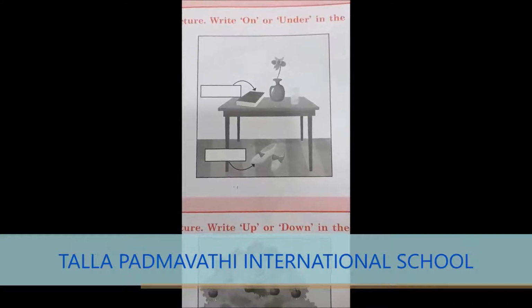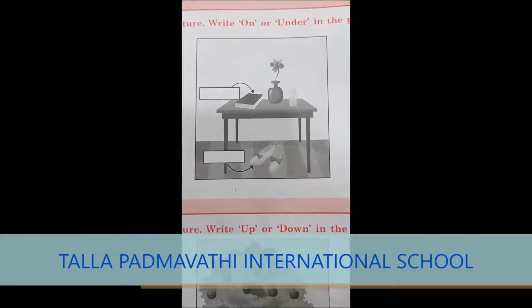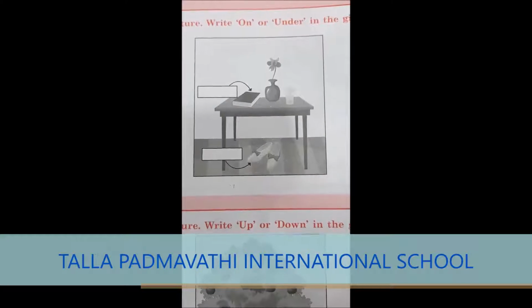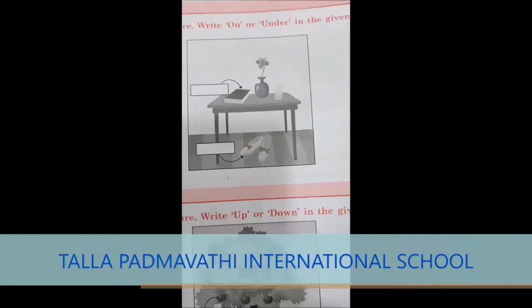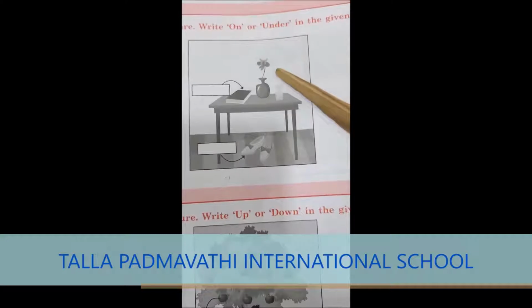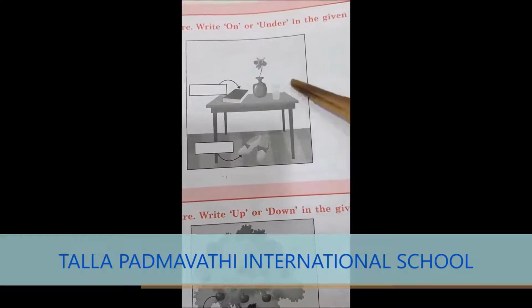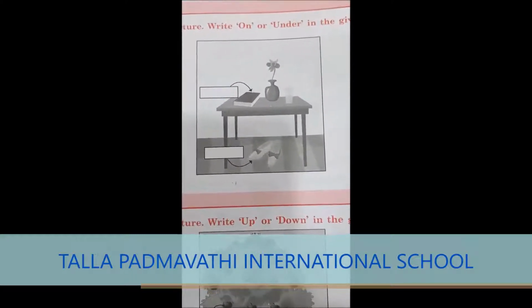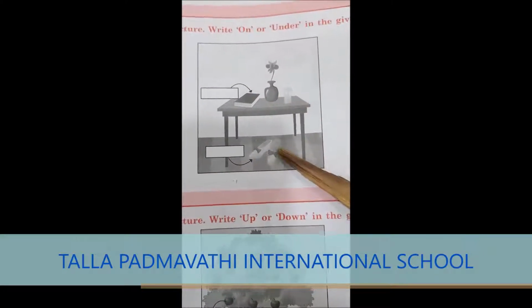Can you help me in observing this picture and listing out things which are on and which are under the table? Yes, the book is on the table. Still, what are the things you can see on the table, children? Yes, there is a vase on the table. Still, yes, there is a glass on the table. What is under the table then? Yes, there is a pair of shoes under the table.